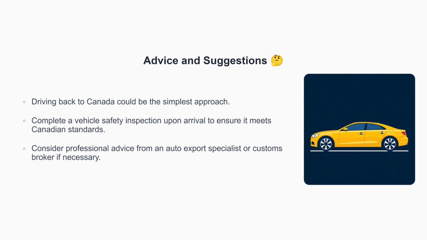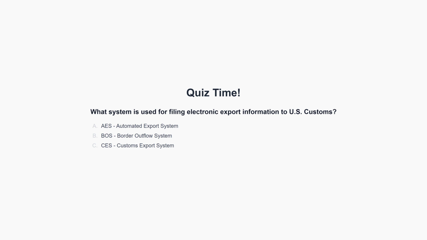In terms of recommendations, given your vehicle retains a Canadian title, the simplest method could be to drive the car back to Canada and then register it in your new province. Additionally, upon your vehicle's arrival, conducting a thorough safety inspection to ensure it aligns with Canadian standards is often necessary. If you feel uncertain about any part of this process, consulting an auto export specialist or customs broker could provide valuable guidance. Here's a quick quiz to test your understanding.